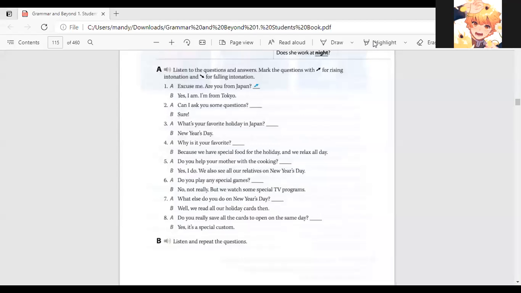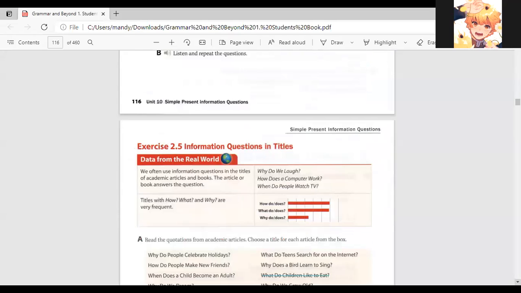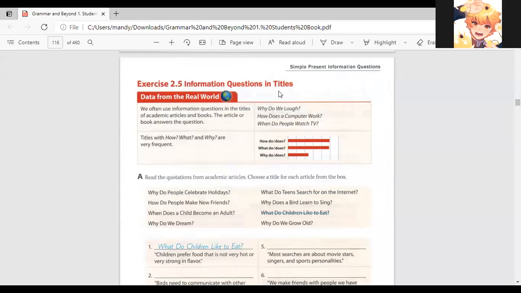Okay, so let me stop here because I share my book. Okay, can you see this one? Yes? This one is our book, yes? So let's see. This one is exercise 2.5, informative questions in titles. Okay, this one is very important. This one is real data.